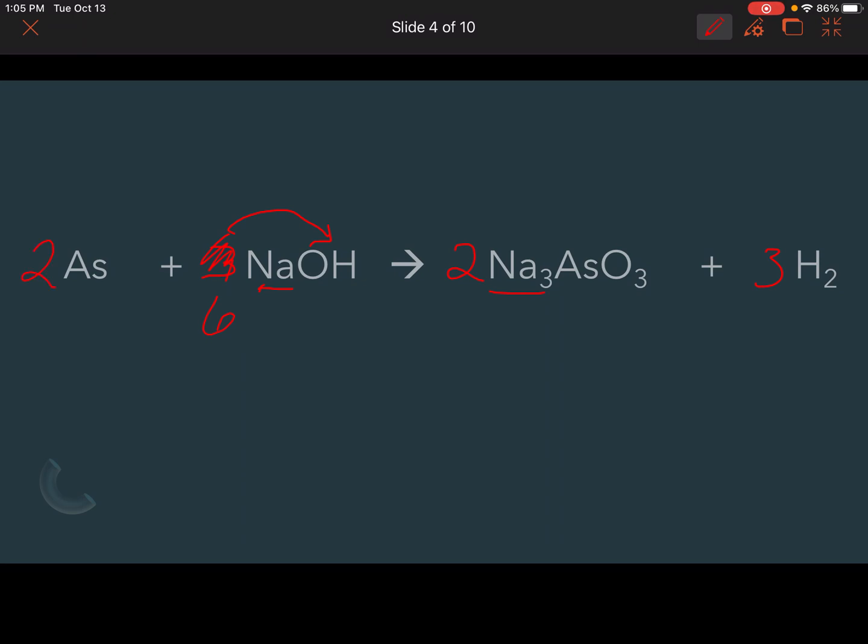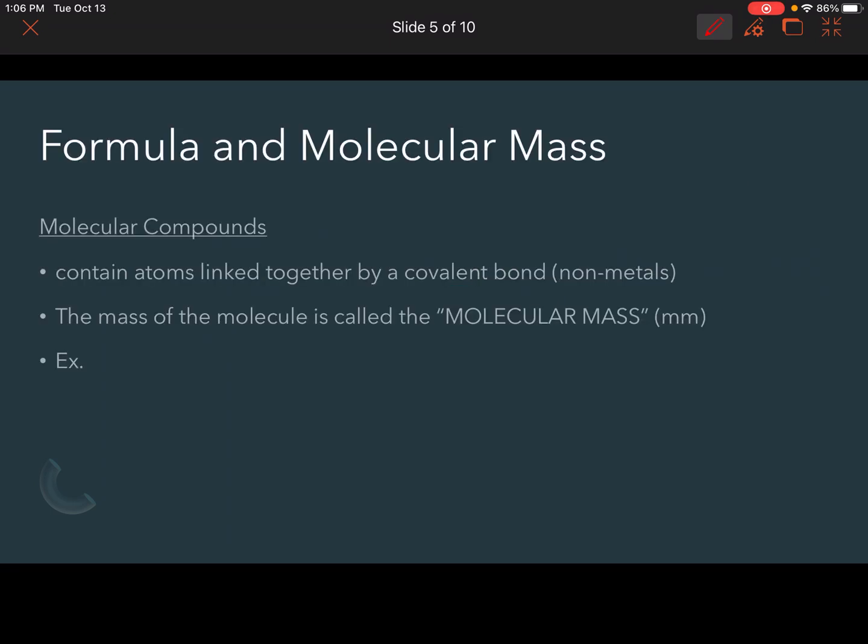And now I'm going to double check my oxygen. I've got 6 on the left side, 6 on the right, and it is done. So my coefficients are going to be 2, 6, 2, and 3. So you get lots of practice doing that. You just need to practice balancing, and then it's a skill that you develop like anything else.